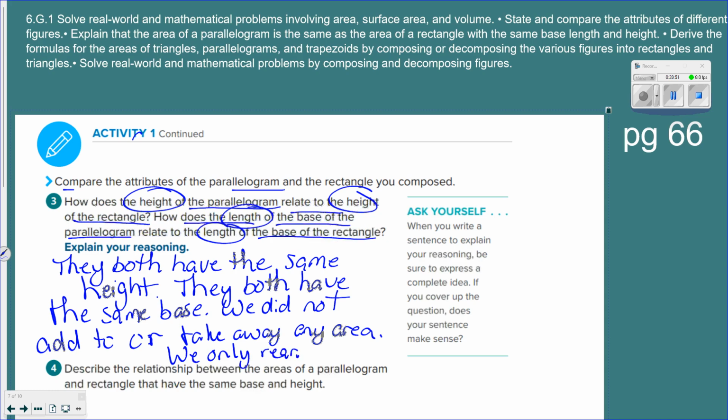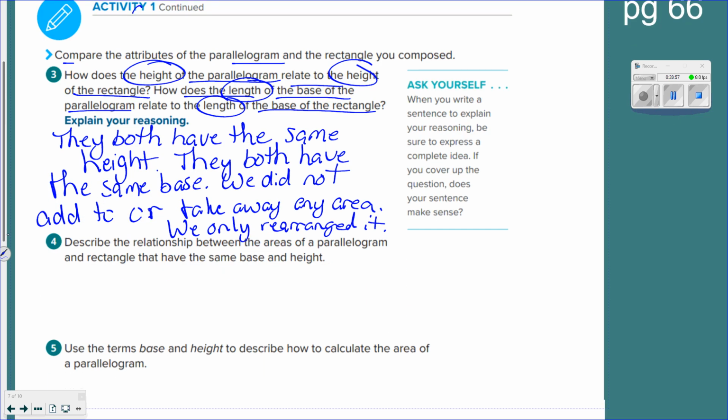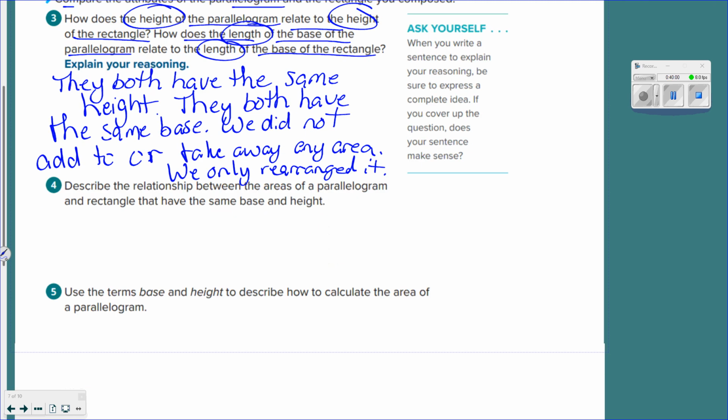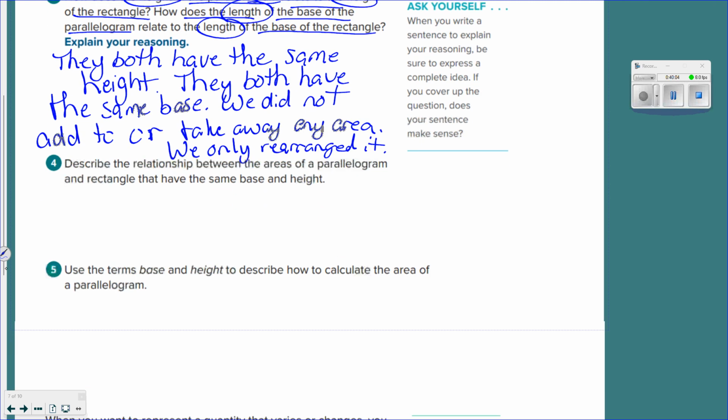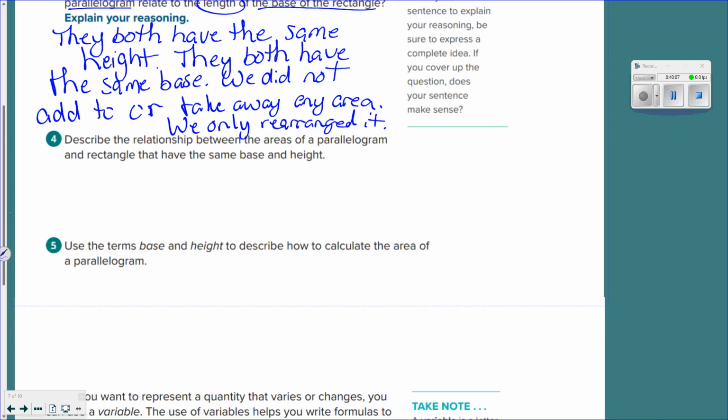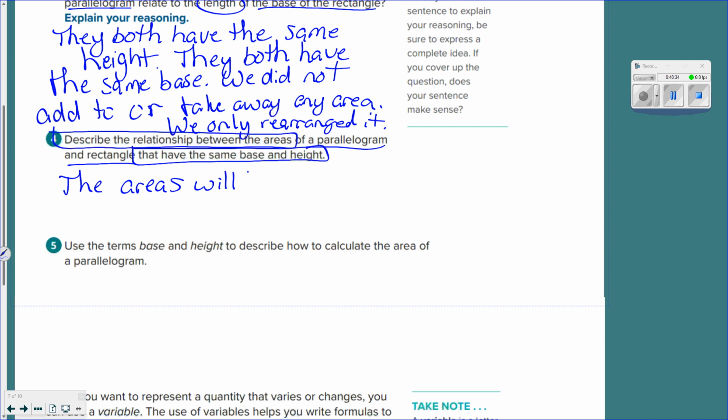All right, so again, they're the same. We did not add to or take away from the area. We only rearranged it. Make sense? All right, number four, describe the relationship between the areas of the parallelogram and the rectangle, since they have the same base and height. What do I know about the area? They have the same base and the same height. What does that mean? The area will be the same.